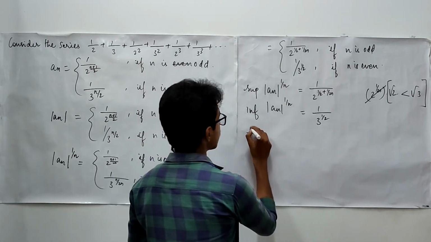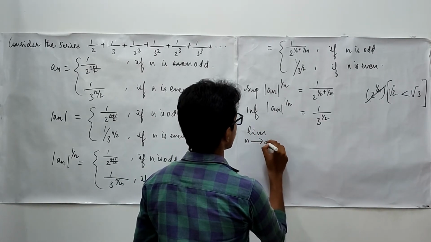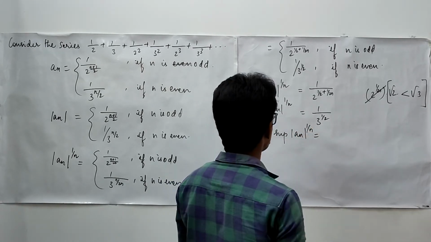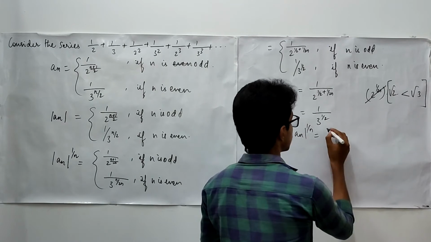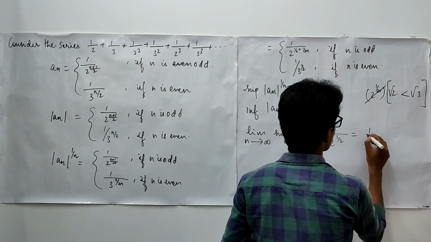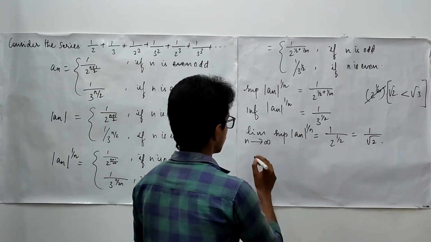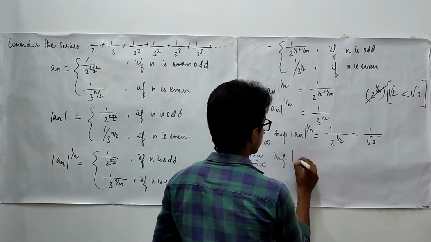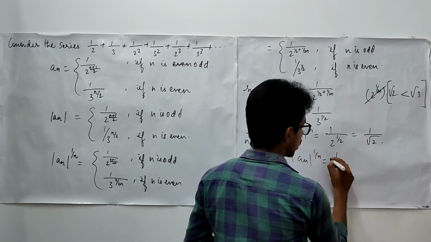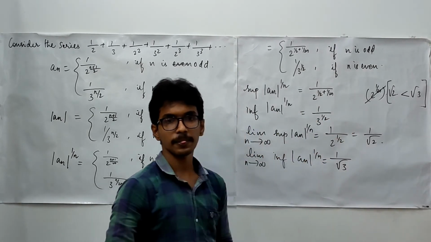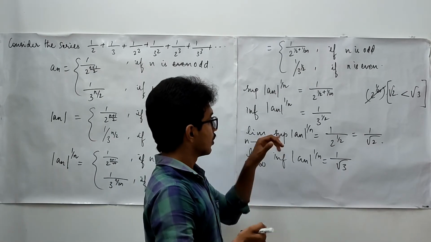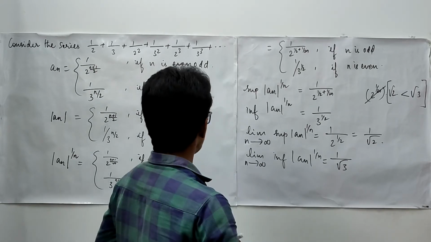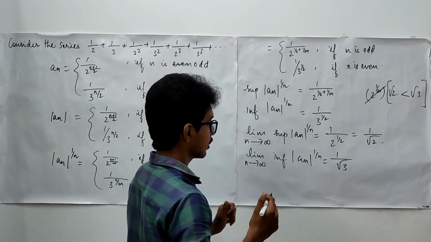Now we will have to take the limit. Limit n approaches infinity, supremum of absolute of an to the power 1 upon n is going to be what? When you make your n approaches infinity, it is simply 1 upon 2 power 1 by 2. It is nothing but 1 upon under root 2. Similarly, when you make your n approaches infinity in the infimum, it is 1 upon under root 3. Right? Supremum and infimum value are different here. Right? Now let me give you another example.